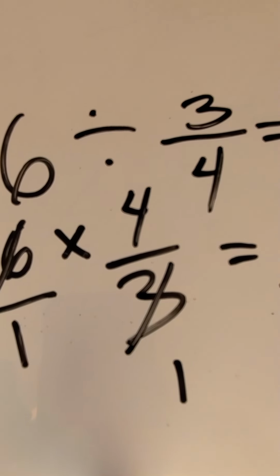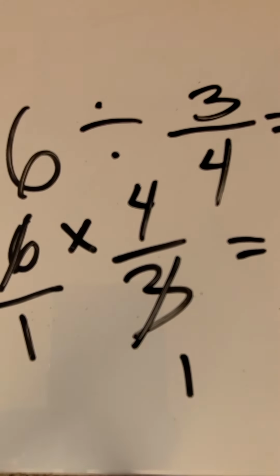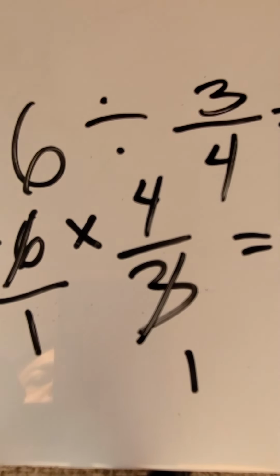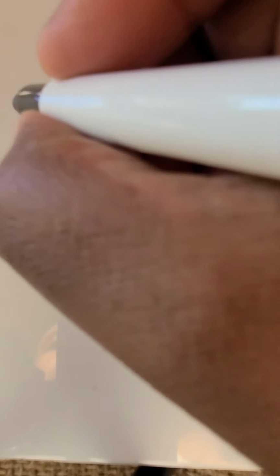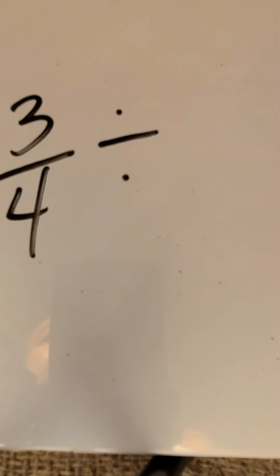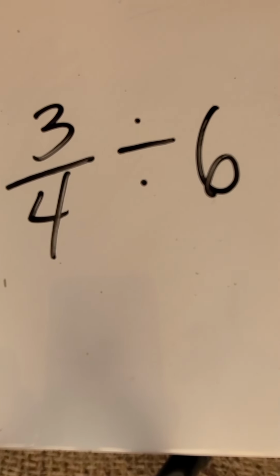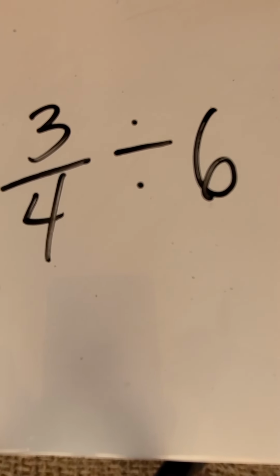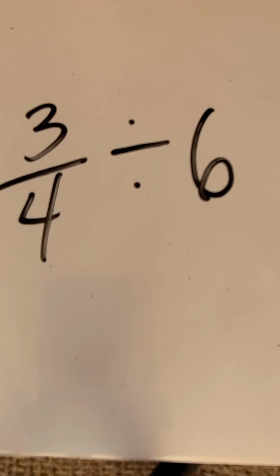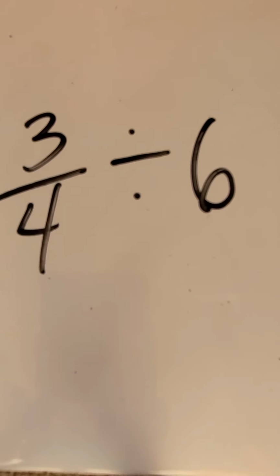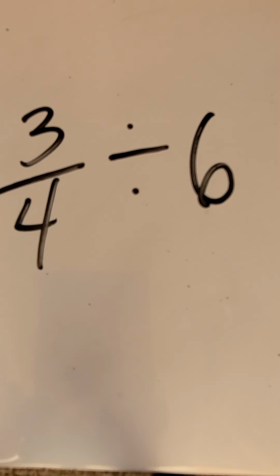Now, let's do another example. This one has a little extra to it. We're going to use the same numbers. We're going to do 3/4 divided by 6. Now, instead of 6 divided by 3/4, we're going to do 3/4 divided by 6. The rules don't change.